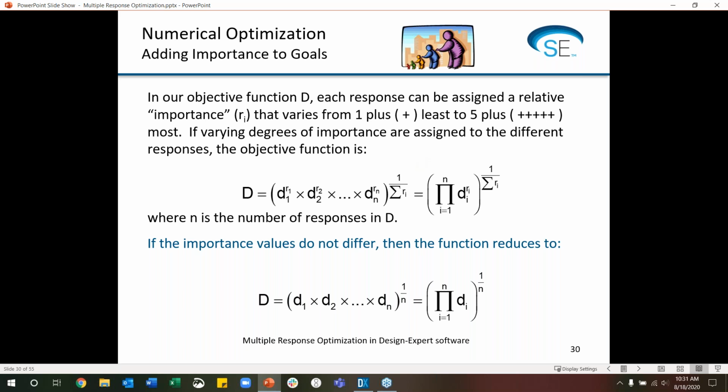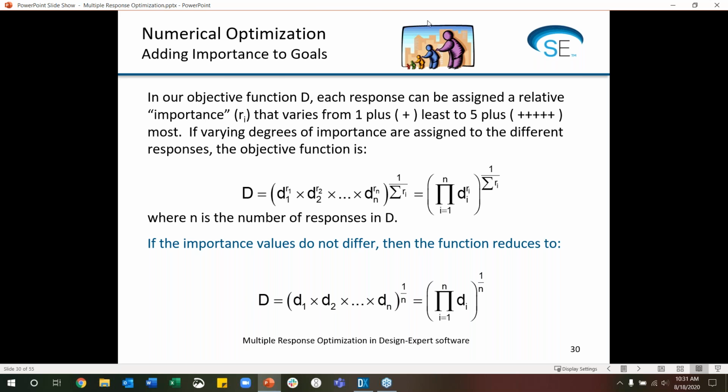Importance pulls all the responses together. So if you have 10, 15 responses, I suspect that you have 2 or 3 that are critical responses. They should get importance of 5 stars. Then you probably have some moderately important responses. They can stay at the default of 3 stars. And maybe you have some very low importance responses that could get a 1-star rating.